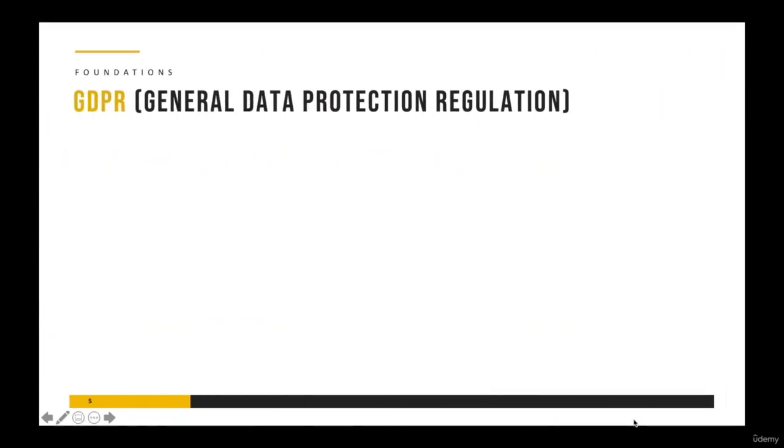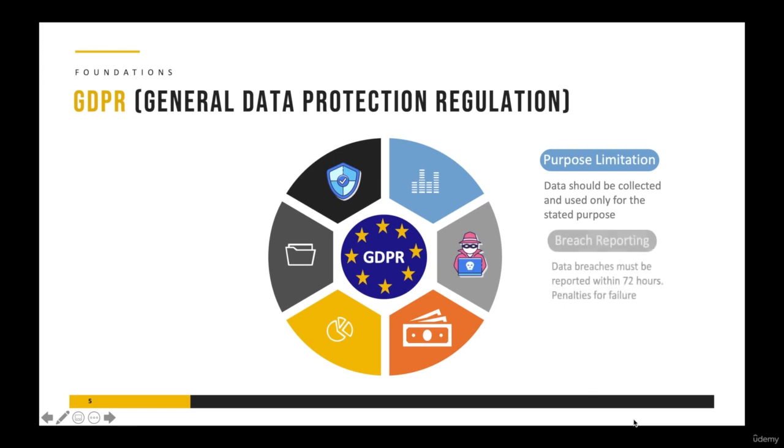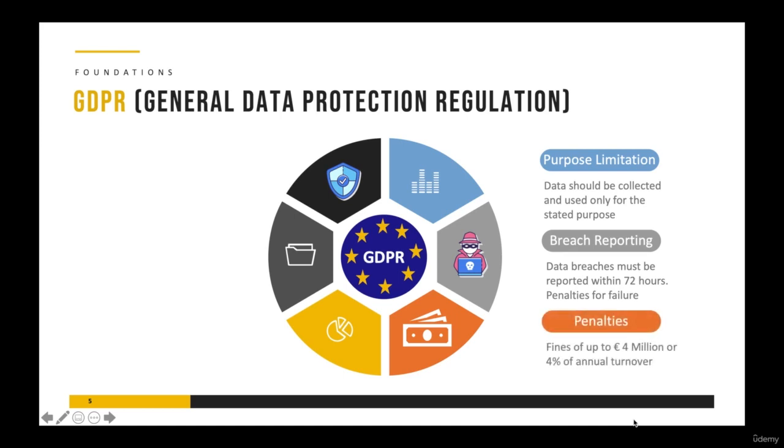Let's start with GDPR, the General Data Protection Regulation, and here are the salient features. The first is purpose limitation. Data should be collected and used only for the stated purposes, so an organization cannot use data for purposes it has not explicitly declared. Data breaches must be reported within 72 hours. Failure to do so may incur penalties, and penalties are huge in GDPR. Fines can go up to 4 million euros or 4% of annual turnover.